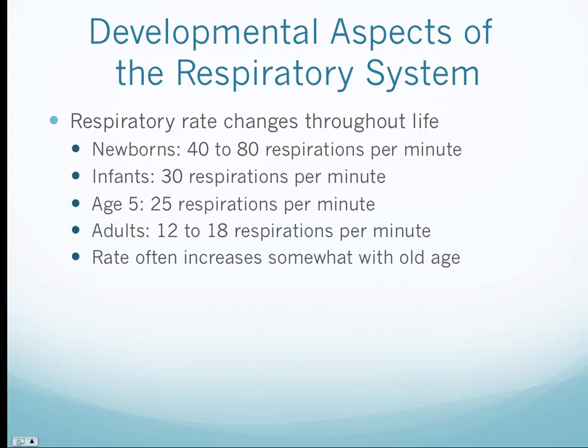Respiratory rate changes throughout your life. As a newborn, remember I mentioned earlier, the smaller you are, the more metabolic activity you're going through, and that being the case, the more respirations per minute as well. So in newborns, you have 40 to 80 respirations per minute. Infants, 30 respirations per minute. Age 5, 25 respirations per minute. And in adults, we have 12 to 18 respirations per minute.